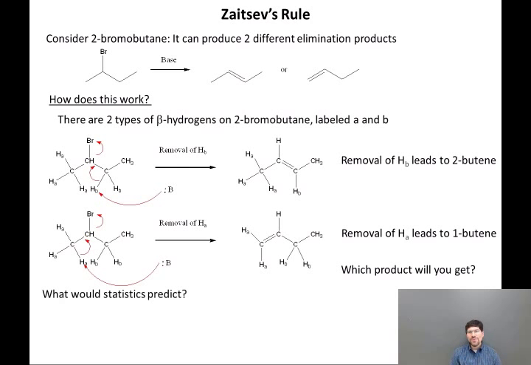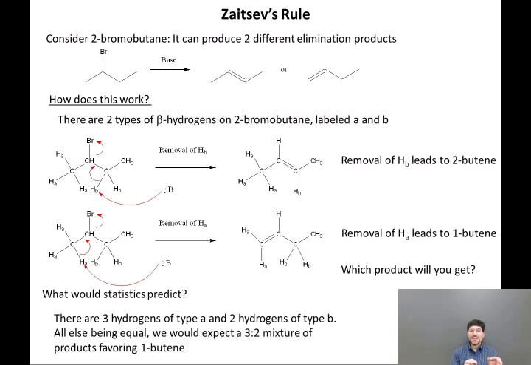Well, the way I want to address this first is to ask, what would statistics predict? There are 3 hydrogens of type A in this molecule and 2 hydrogens of type B. So if it's equally likely that you remove a type A hydrogen as it is that you remove a type B hydrogen, we would expect a 3-to-2 mixture of products favoring 1-butene.